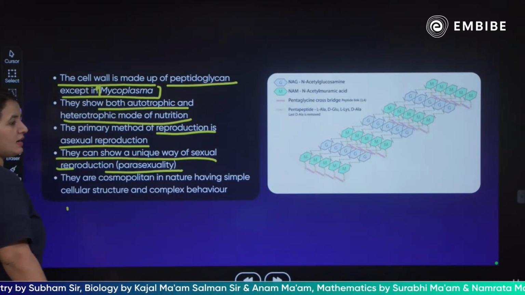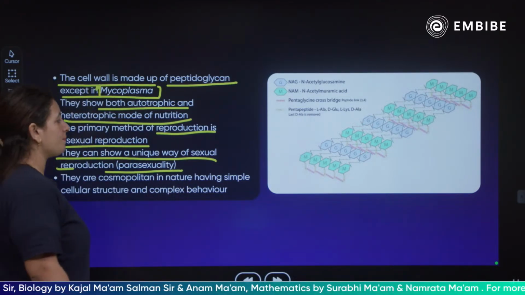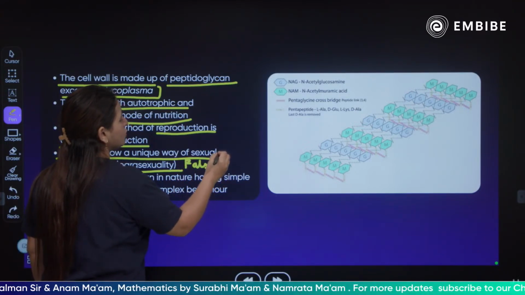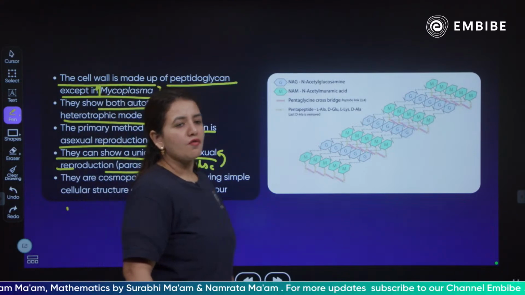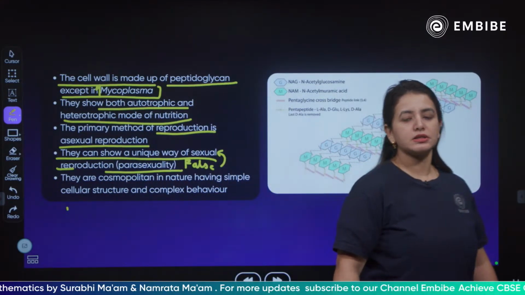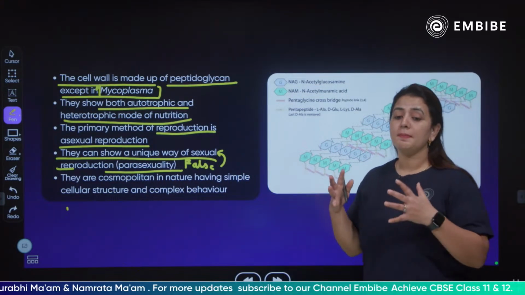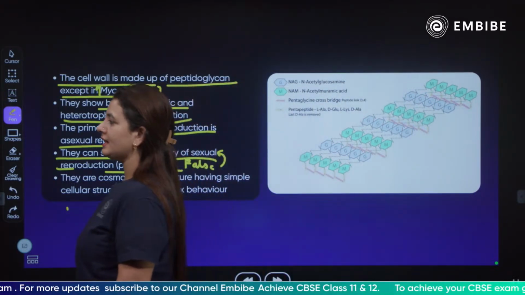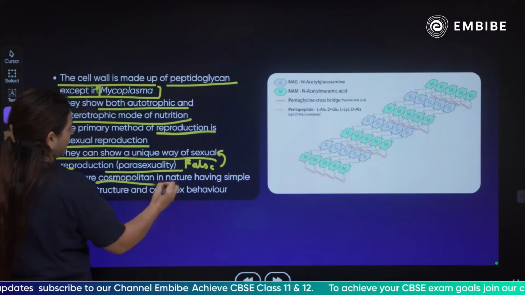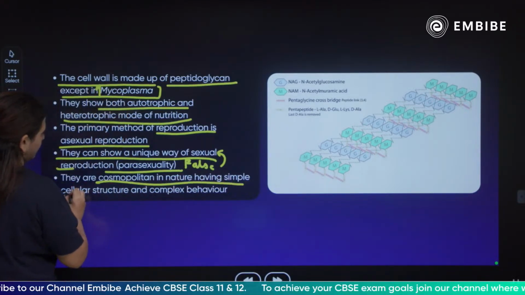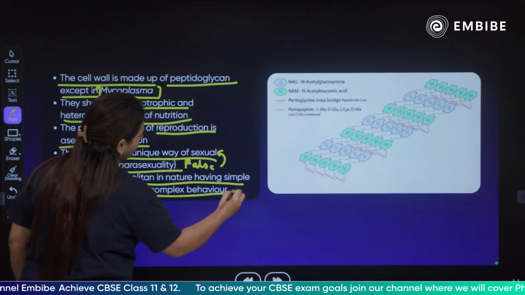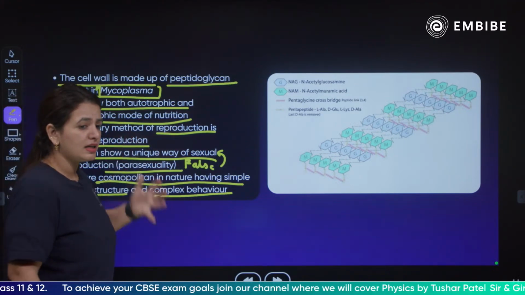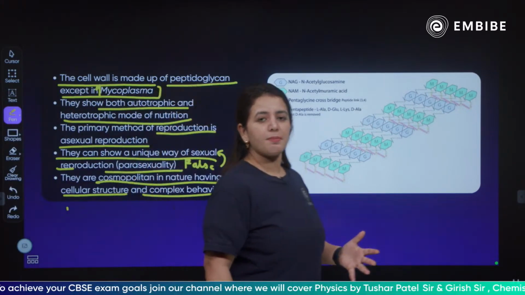What is parasexuality? We will discuss it, but it is a false sexual reproduction, which they sometimes show. And they are completely cosmopolitan in nature, having simple cellular structure and complex behavior. Cosmopolitan means they are present everywhere. You cannot see them with your naked eyes, but yet they are present everywhere.